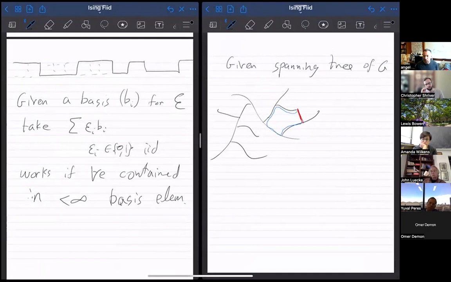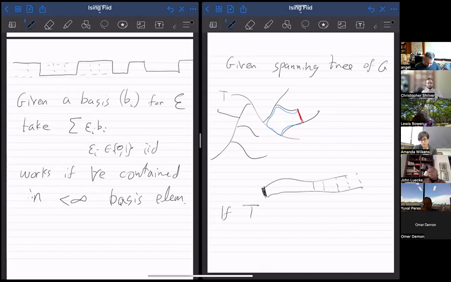And if you have a connected spanning tree, then this gives us a basis. However, it's not generally locally finite. If you have two paths in the tree that have infinitely many edges connecting them, then this edge could possibly be in infinitely many cycles. So if you have a one-ended spanning tree, though, then this gives us a locally finite basis. If the tree T is one-ended, you get a locally finite basis.